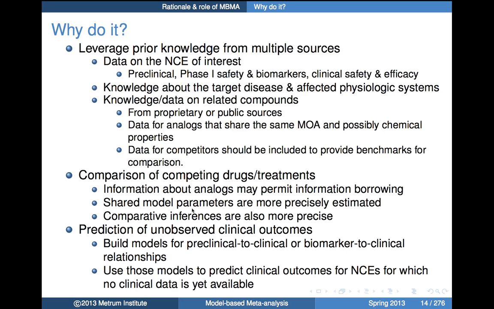In some instances, it may be possible to leverage model-based meta-analysis to actually make predictions about clinical outcomes that have not been observed for the new compound that you're developing. So, for example, in some cases, you may be able to build models for bridging from preclinical to clinical or from biomarker to clinical outcomes based upon data from other drug development programs, but then use that in conjunction with models for those preclinical or biomarker outcomes to be able to make inferences about what might happen with that new chemical entity, even though you've yet to obtain that kind of clinical data for that drug.